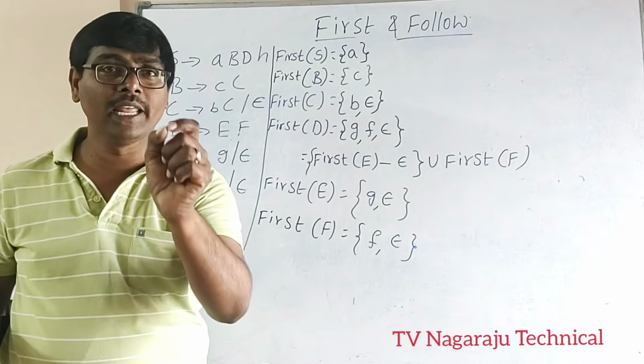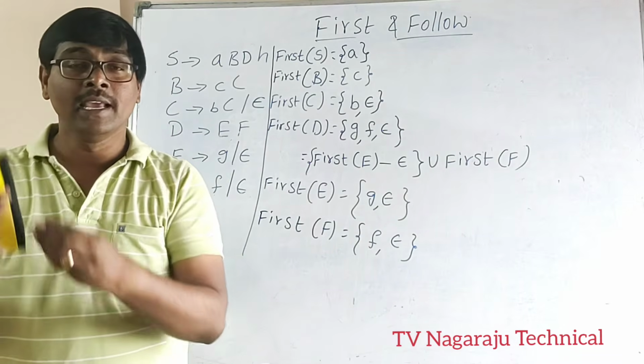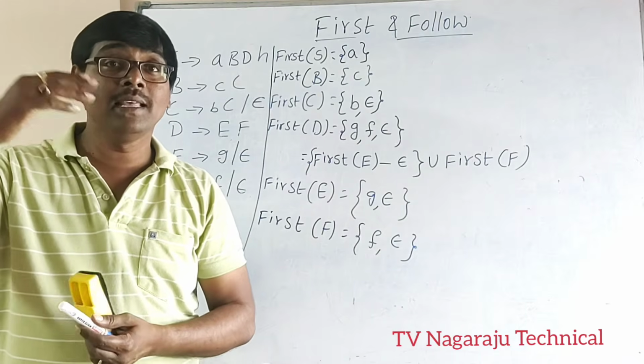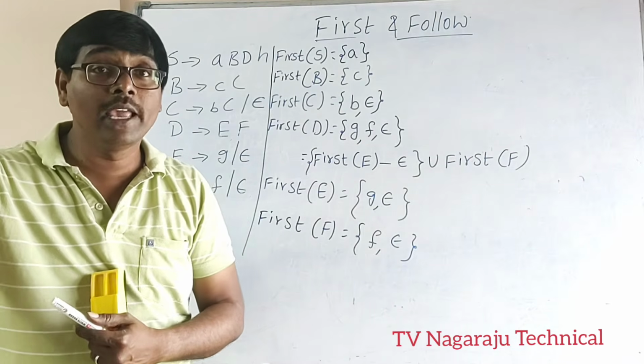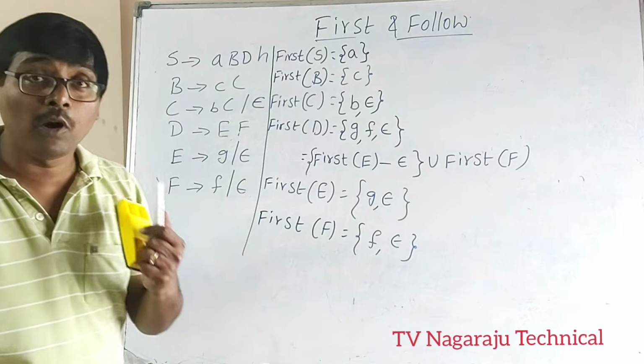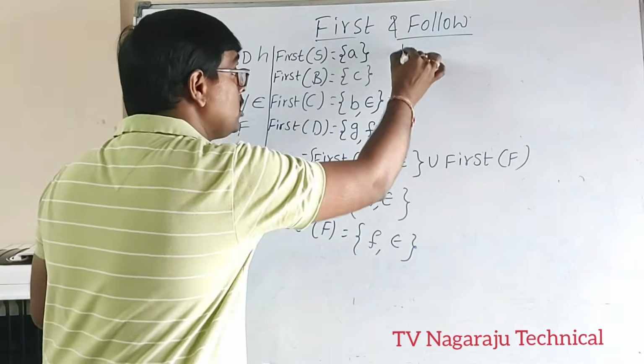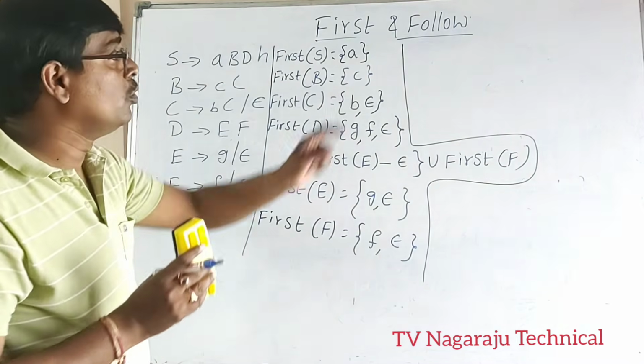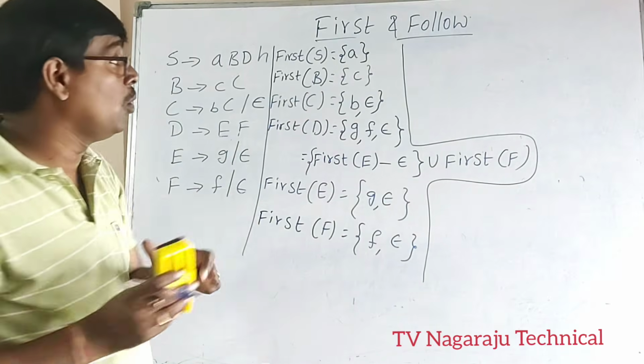Remember the first terminal symbol in the right side. In the right side, if there is a non-terminal, the non-terminal is replaced with all their productions, all their possible productions. Once you understand the first, now what is the next step? You need to calculate follow.